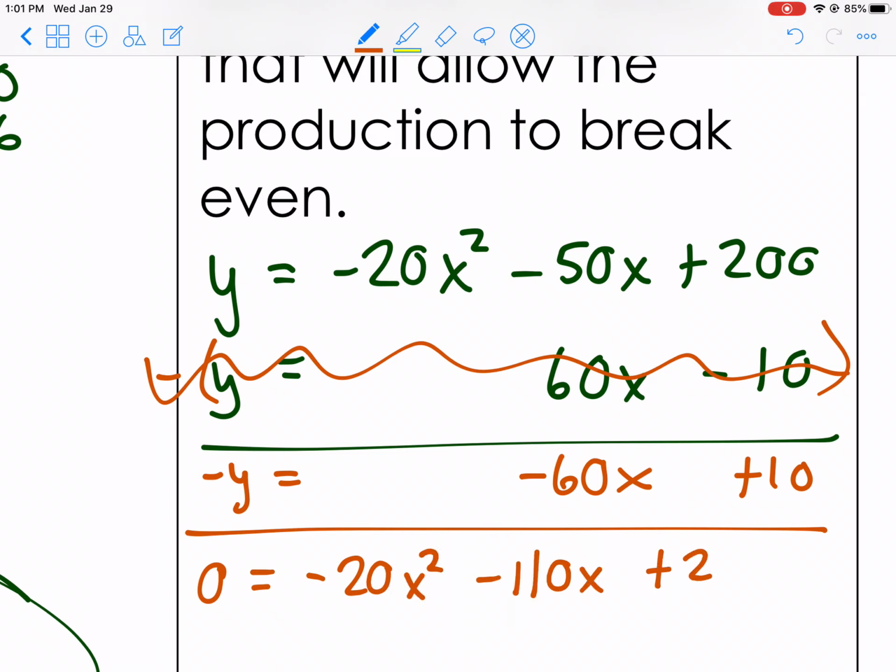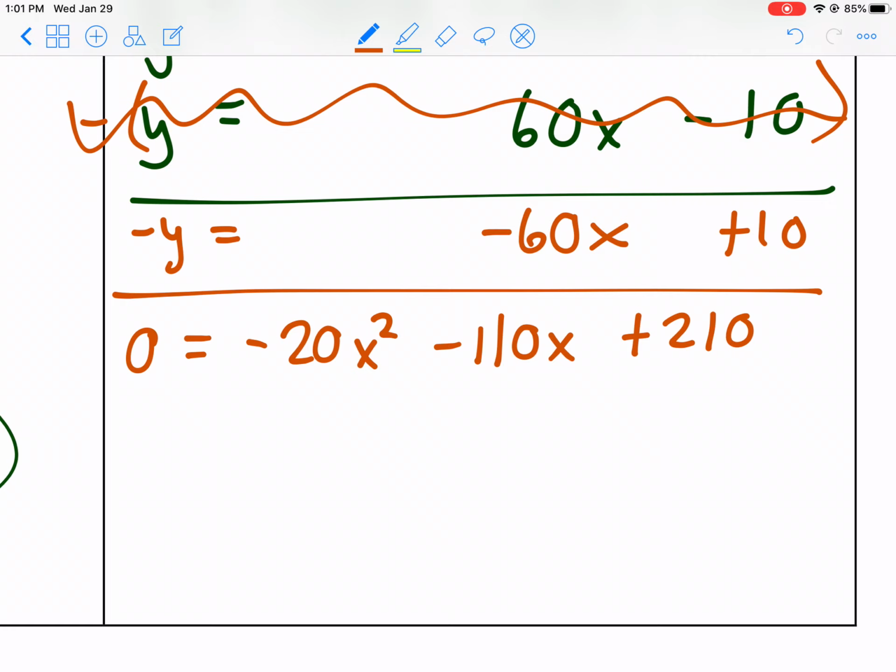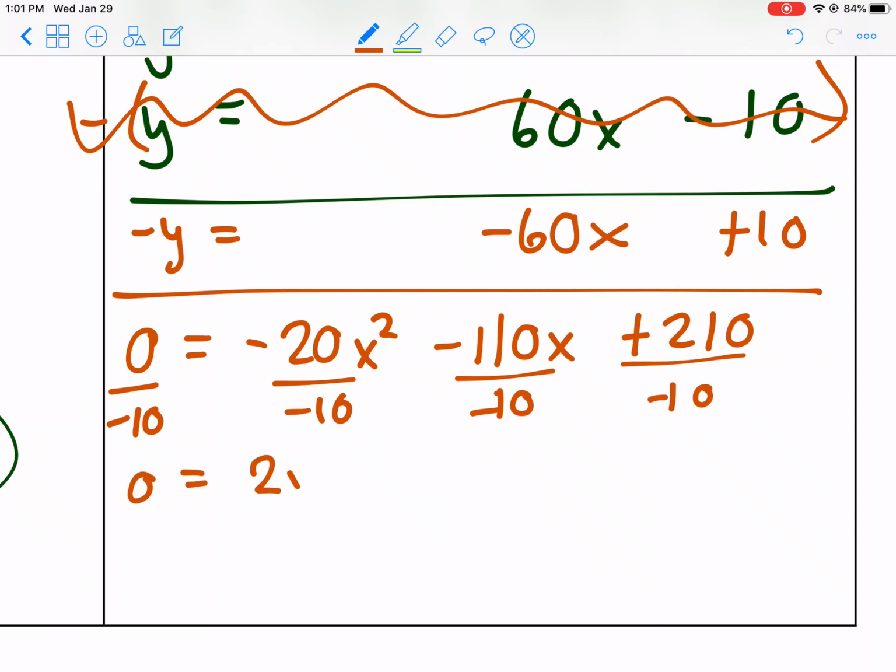Okay, these are kind of big numbers, and I can see that I can divide everything by 10. We've got zeros everywhere. So I'm going to divide by negative 10. I like the coefficient of my quadratic term to be positive. So then we have 0 equals 2x squared plus 11x minus 21.